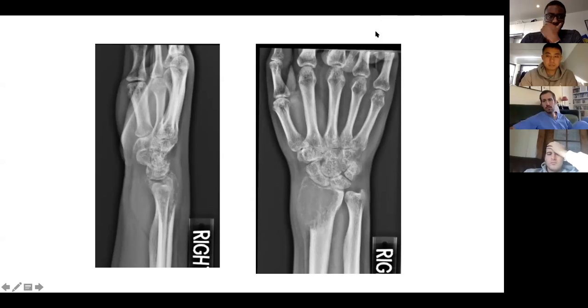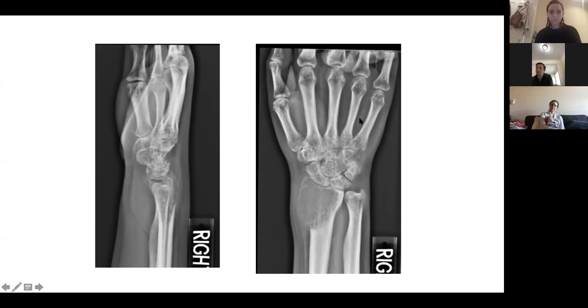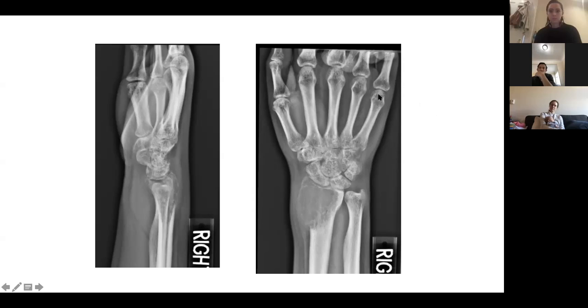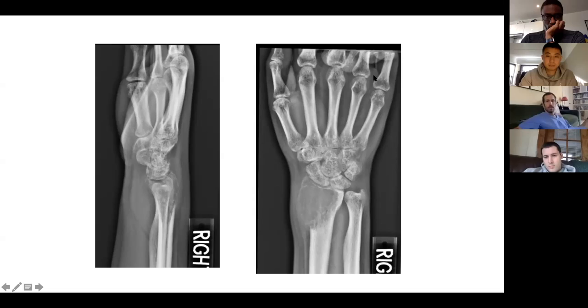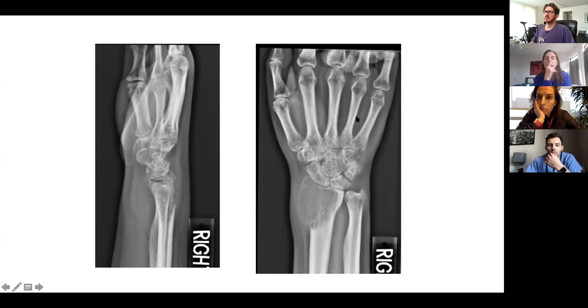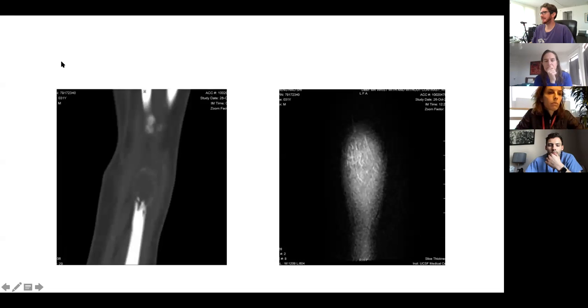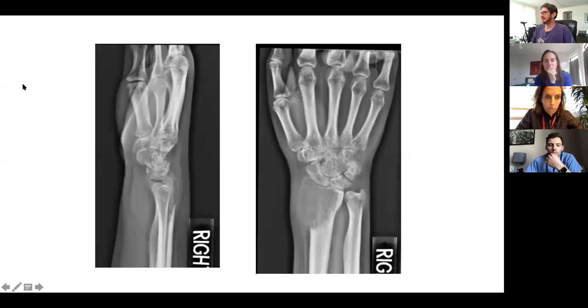I would describe this as a lytic expansile lesion in the distal radius that doesn't seem to violate the articular surface. And it's hard to tell, like Joey said, whether it goes beyond the cortex. The lytic nature of it is what steers me away from enchondroma. Highest on my differential would be giant cell tumor of bone.